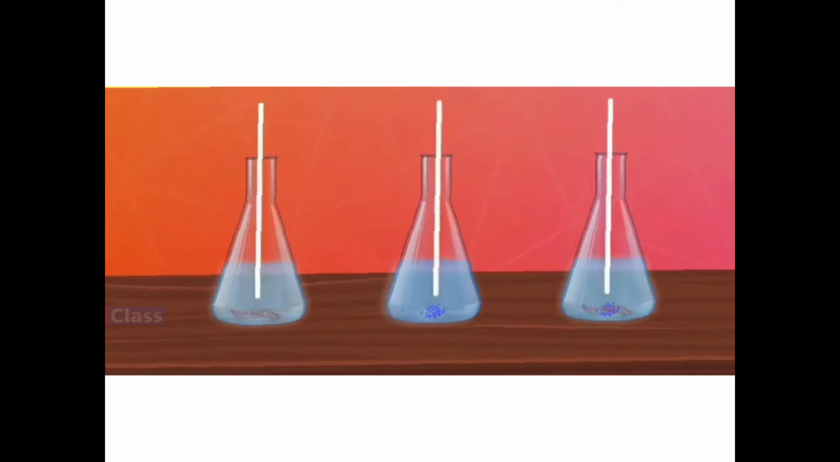So here, if the mixture has the same one phase, it is called a homogeneous mixture. Blue vitriol in water is a homogeneous mixture, whereas sand and water is a heterogeneous mixture. Okay.